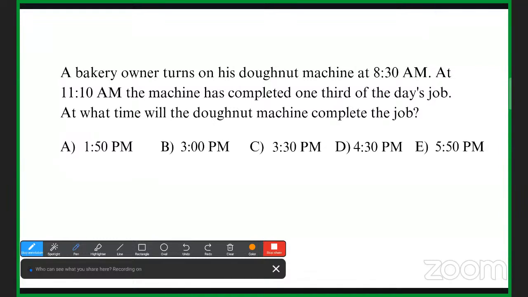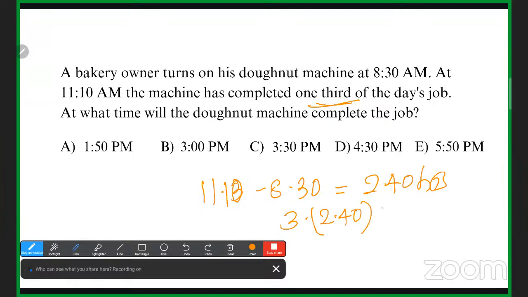Okay, good. You are doing a great job, keep it up. Okay, we will discuss. A bakery owner turns on his doughnut machine at 8:30 a.m. At 11:10 a.m., the machine has completed one third of the day's job. At what time will the machine complete the job? The machine completes one third of the job in 11:10 minus 8:30, that is 2.40 hours. So the entire job is completed in 3 into 2.40 hours, that is 8 hours. Since the machine was started at 8:30 a.m., the job will be finished 8 hours later.